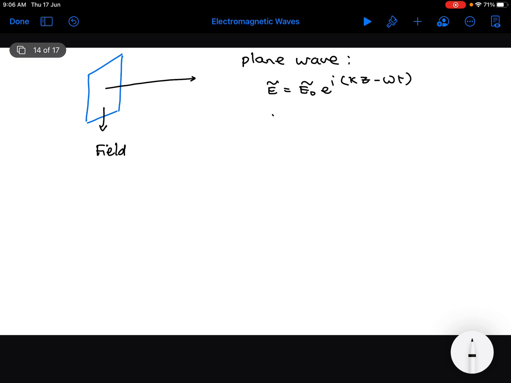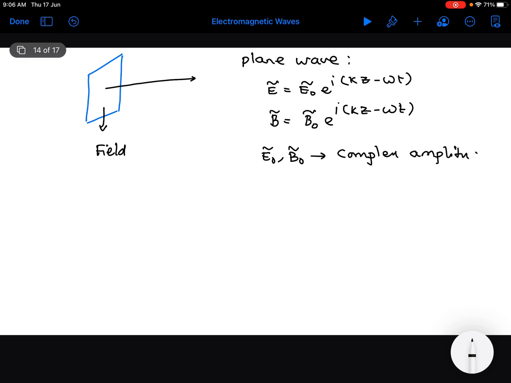Similarly we can write for B also, which is B0 times e power i(kz minus omega t), where E0 and B0 are the complex amplitudes. So what are these two waves? They are plane waves. Now a wave of single frequency is called a monochromatic wave.